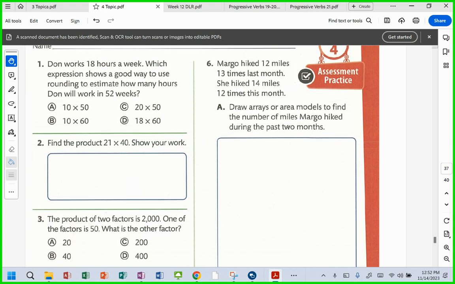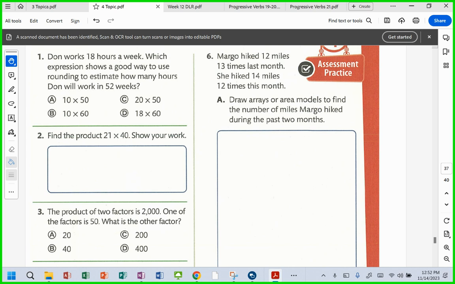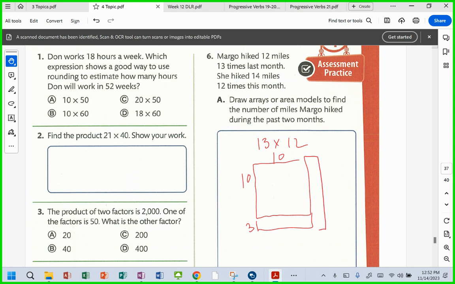I'm just going to give you this one thing. So there's what you would do, just both those. So 12 miles 13 times last month. So you will do 13 times 12, right? All right. So you would do an area model for that, right? And remember, 13 will go down this side, right? And then 12 would be 10 and 2. And don't forget to put a 2 down here.